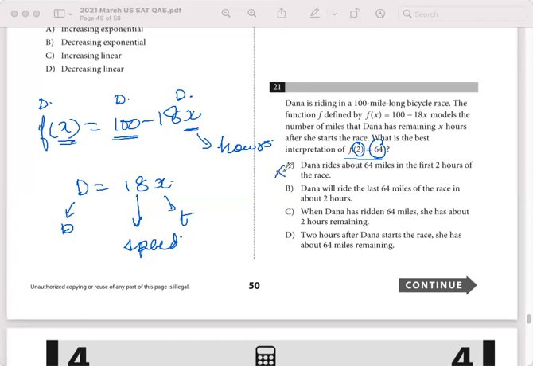So option E is not the answer. Dana will ride the last 64 miles of the race. No, that's not what we are saying either. When Dana has ridden 64 miles, she has about... no, that's not what we are saying. It's rather that 2 hours after Dana starts the race, she has about 64 miles remaining, right? That's what we are saying, that when she has gone for 2 hours in the race, the number of miles remaining is 64. So the answer is option D.